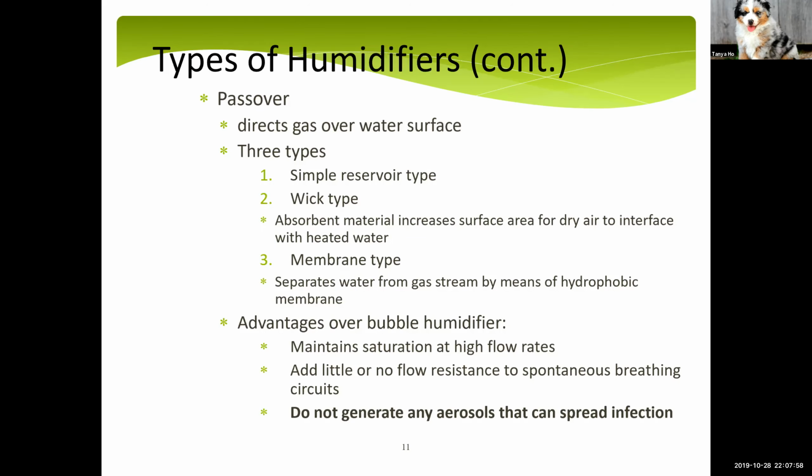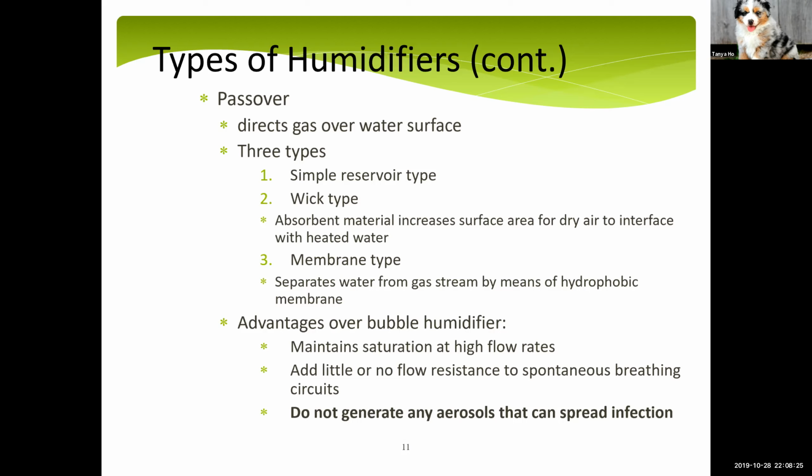Okay, other types of humidifiers we have are called a passover humidifier. So this is basically where the gas flows over the surface of the water. It's basically a holding chamber of some kind with water in it, and the gas flows in through one end and out the other end. As it's flowing through the chamber, it passes over the water. So that's why it's called a passover humidifier.